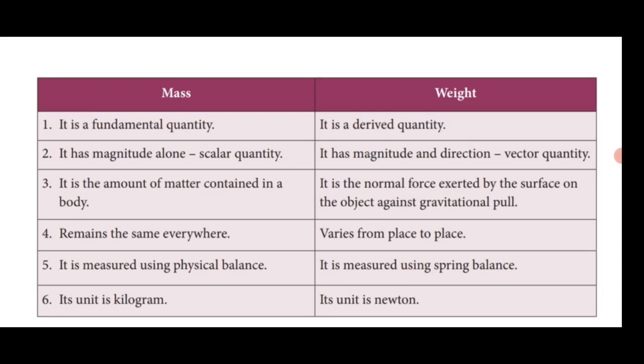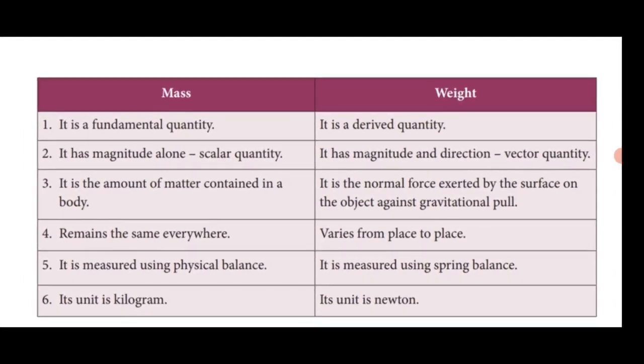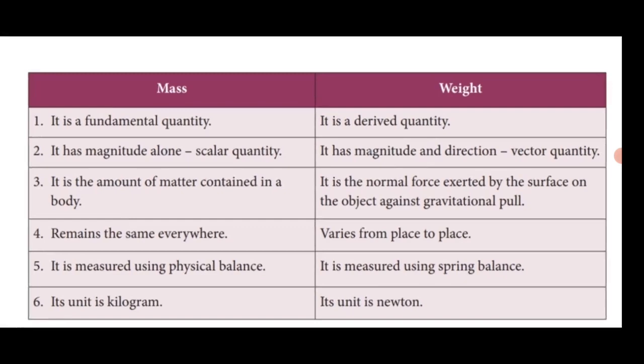The third point, mass is the amount of matter contained in a body. But weight is the normal force exerted by the surface on the object against gravitational pull. The fourth point, mass remains the same everywhere, but weight varies from place to place.